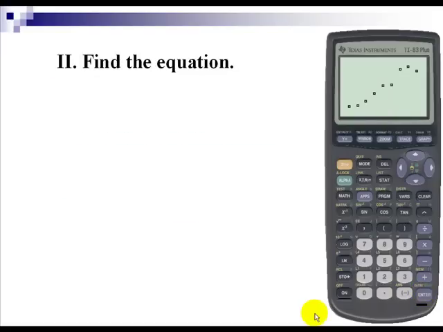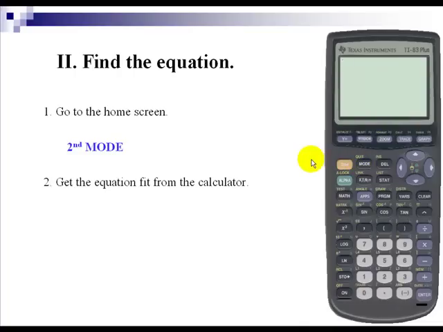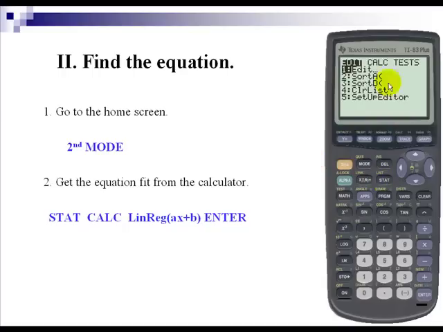Next, we'll find the equation. To find the equation, we must return to the home screen. To get the equation fit from our calculator, we'll go back into the stat. We will scroll over to calculate. We want linear regression. And I'm going to hit enter. And I'm going to hit enter once again.